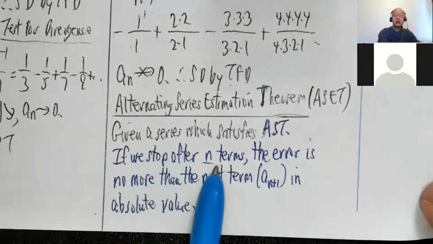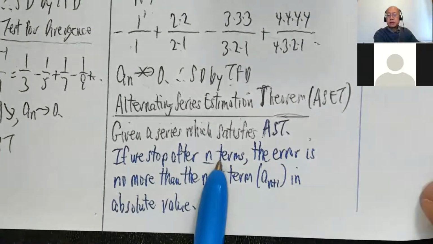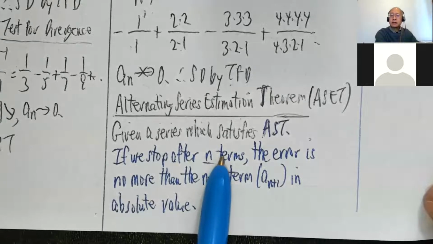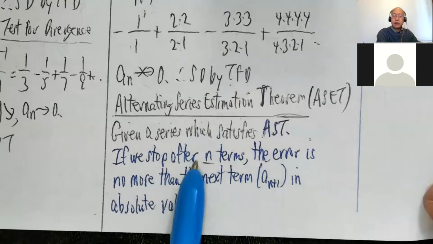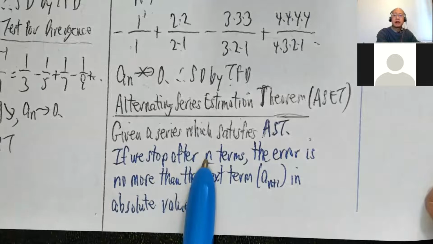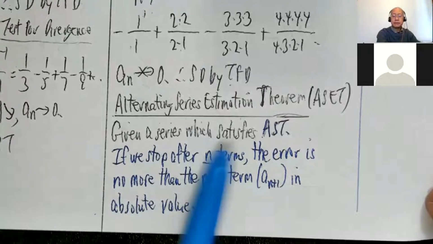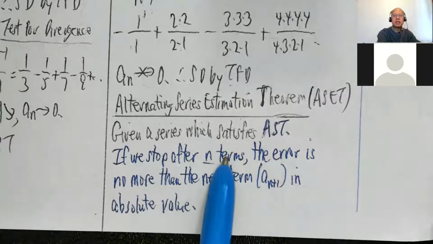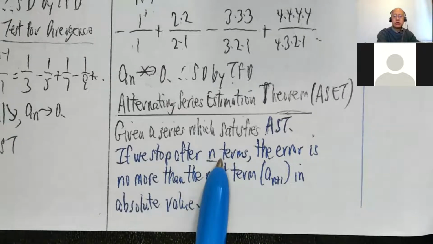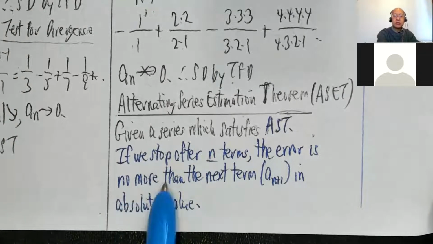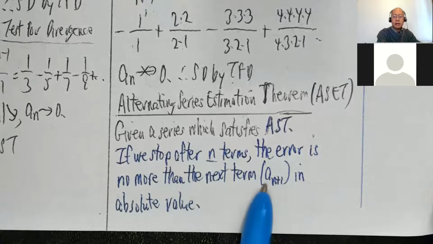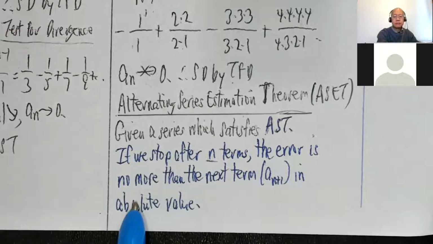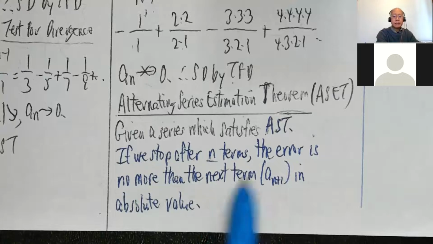So if we stop after n terms, we say, oh, you're cheating. You're supposed to go infinitely many terms. I can't count infinitely many terms unless there's something about this series that I can figure it out. I have to stop after 10 terms, 100 terms, 1,000,000 terms. Oh, you're cheating. You're throwing out all the terms at the end. Well, the alternating series estimation theorem says if we stop after n terms, the error is no more than the next term, a sub n plus 1, in absolute value. Okay, so if we stop somewhere, the error is no more than the next term in absolute value.